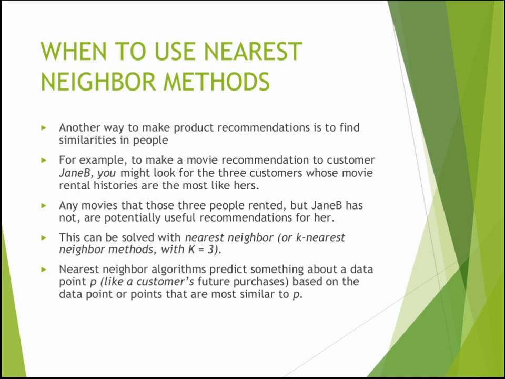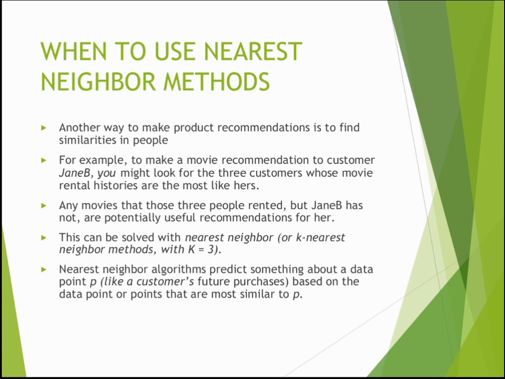When to use nearest neighbor methods. Another way to make product recommendations is to find similarities in people. For example, to make a movie recommendation to customer Jane B, you might look for the three customers whose movie rental histories are the most like hers. Any movies that those three people rented but Jane B has not are potentially useful recommendations for her. This can be solved with nearest neighbor or KNN methods, where k is equal to 3.